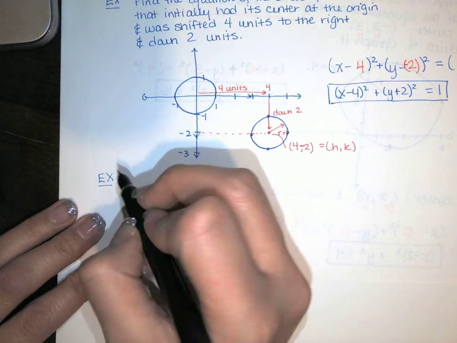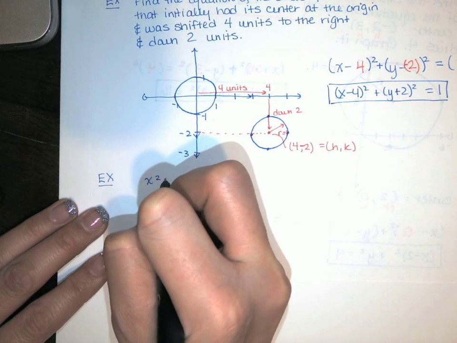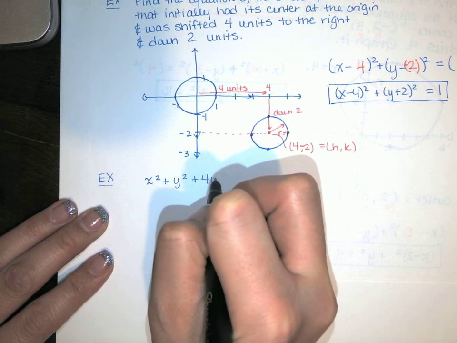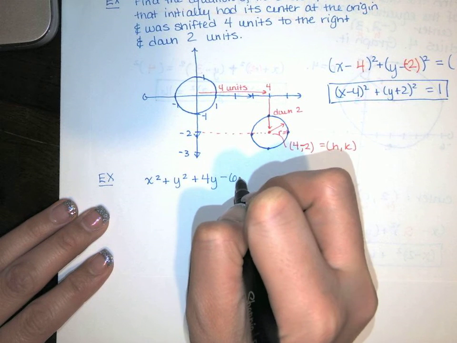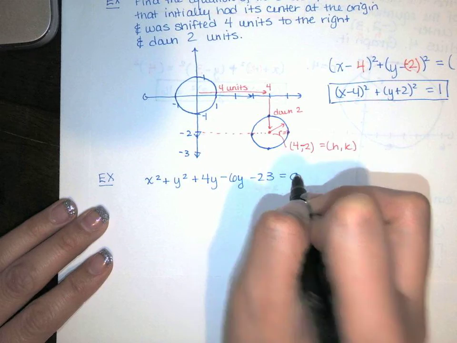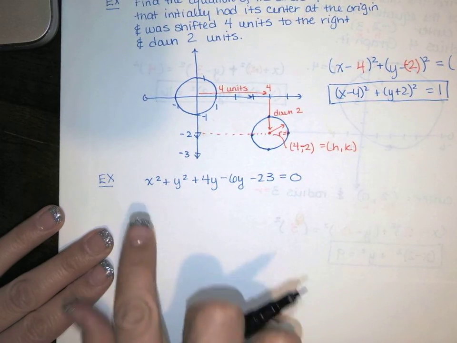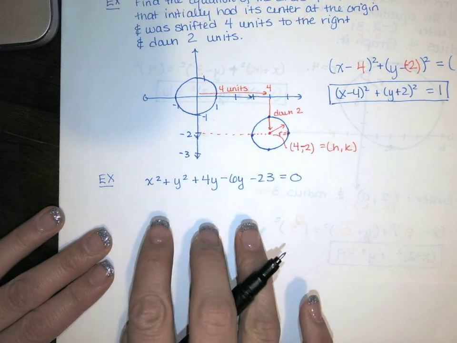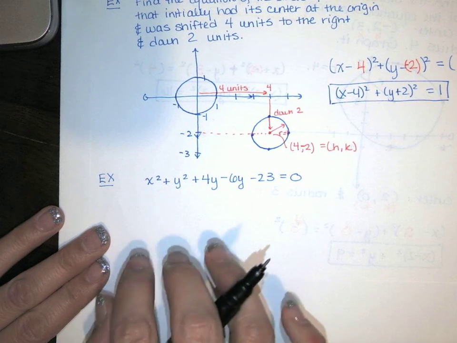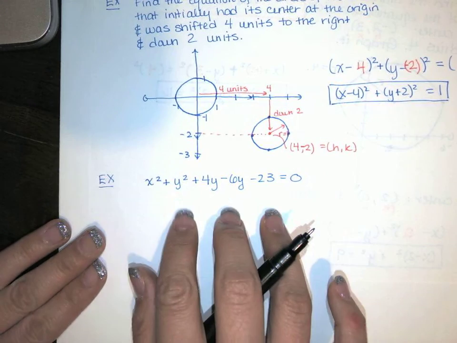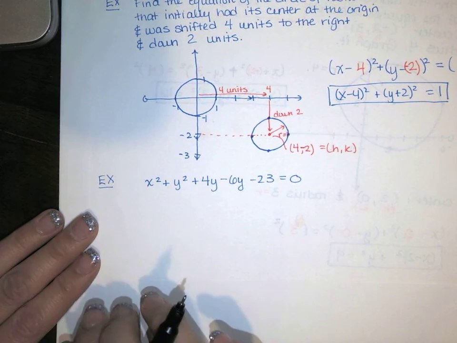Now sometimes our circles look like this instead. You might not even think this is a circle, but it is a circle. That's a circle because it's got the x squared plus y squared in it. But it's not obvious what the center is, so we need to rewrite it in standard form. And we're going to rewrite this in standard form by completing the square.